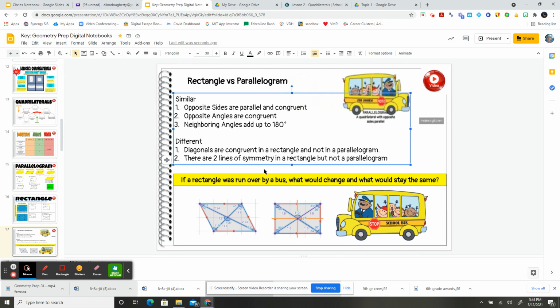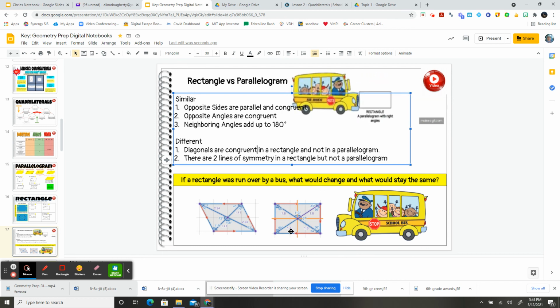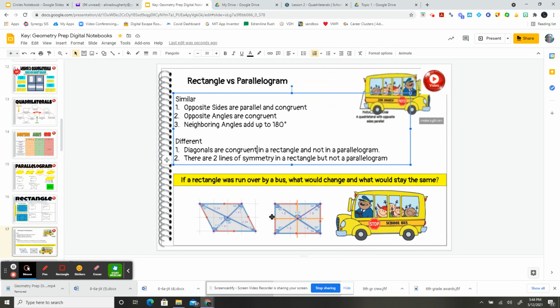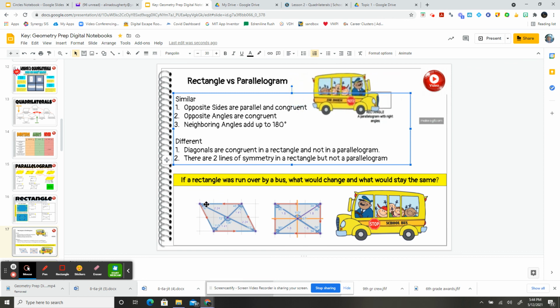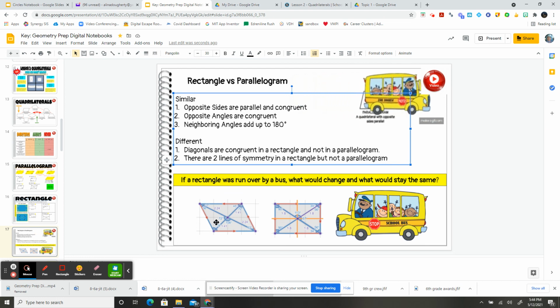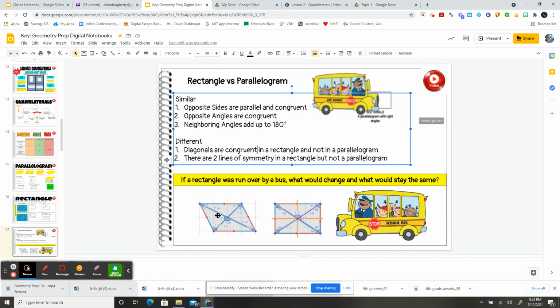And there are 2 lines of symmetry in a rectangle, but not in a parallelogram. I can fold a rectangle in half vertically. I can fold a rectangle in half horizontally. But try it. Draw a parallelogram on a sticky note and see if you can fold it in half like a taco. See what happens. The angles are going to just miss each other. It's going to be like when you try to high five somebody and it doesn't work.